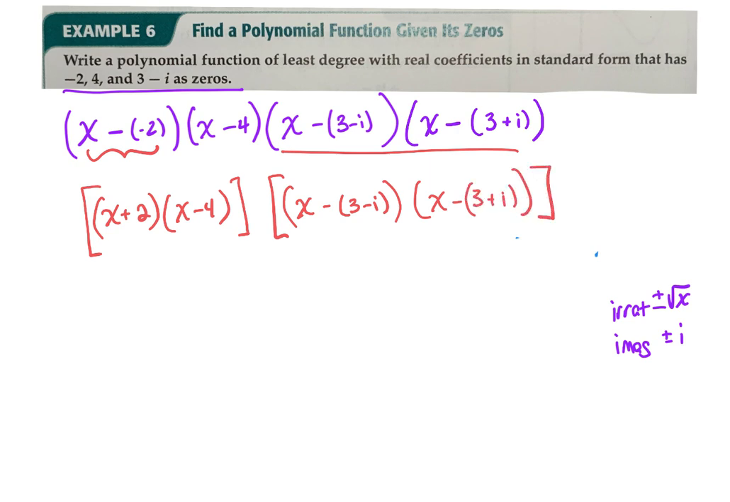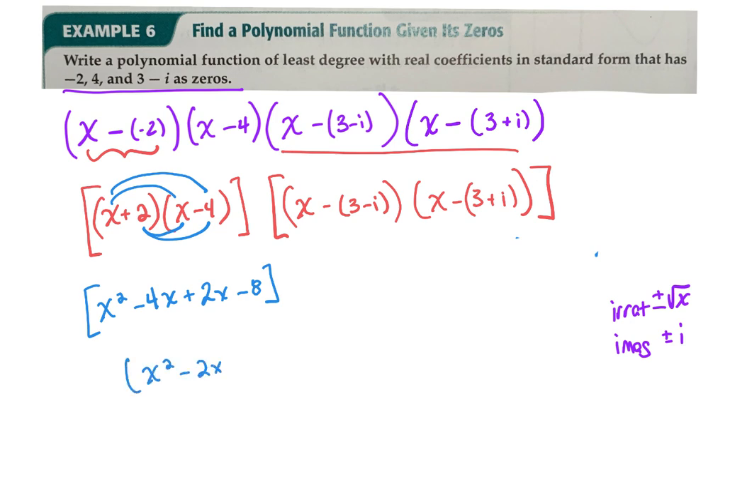All right. So this one's not bad. X times x is x squared. X times negative 4, negative 4x. 2 times x, 2x. 2 times negative 4 is negative 8. And then, of course, we want to simplify that: x squared minus 2x minus 8. All right. Then let's do this guy.